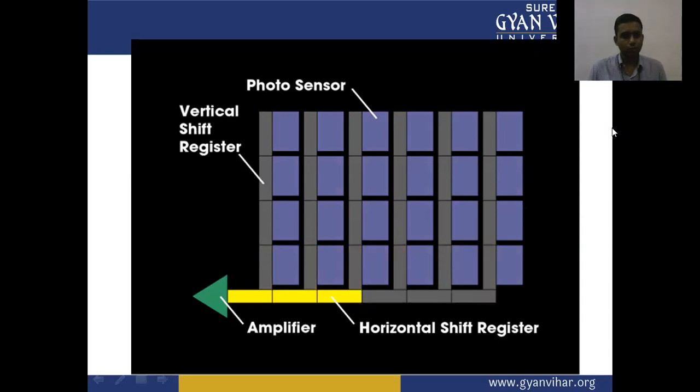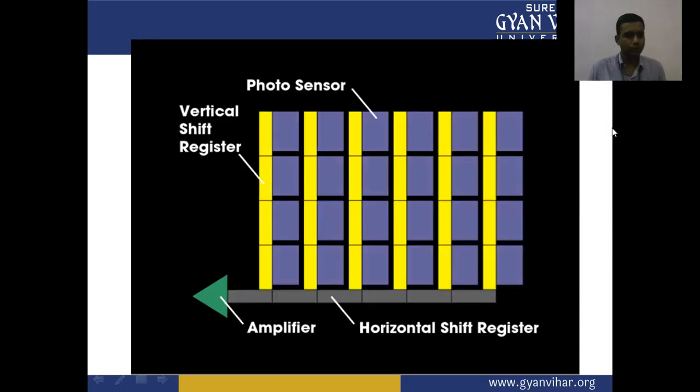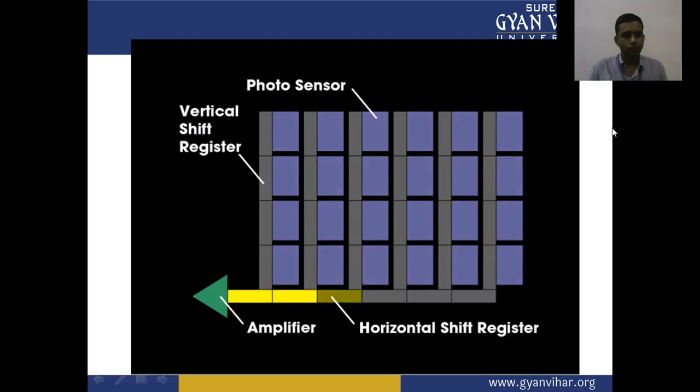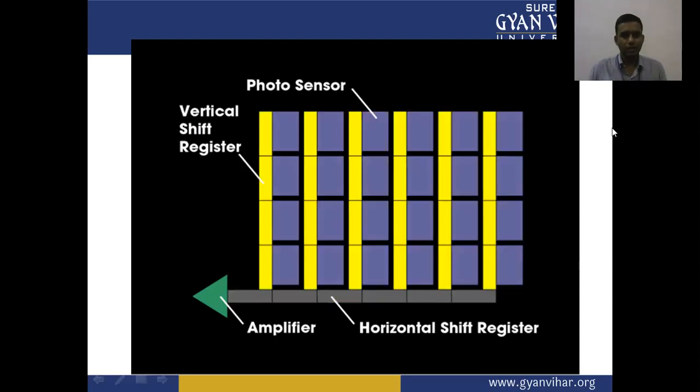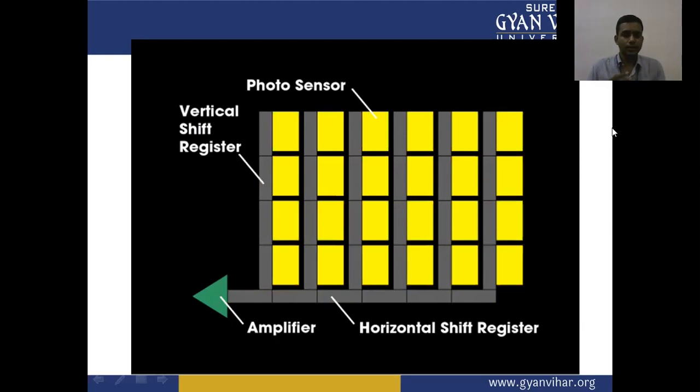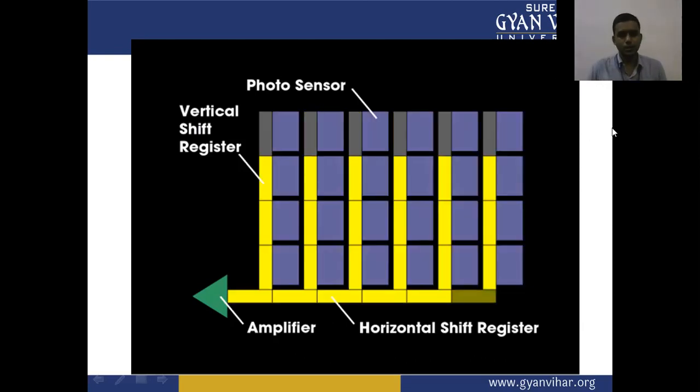So the output of the shift registers is given to the horizontal shift register, and it goes to an amplifier. Finally, we get the amplified output of the CCD sensor or CCD camera. So the image is converted into an electrical signal.